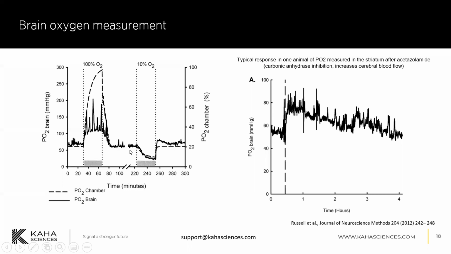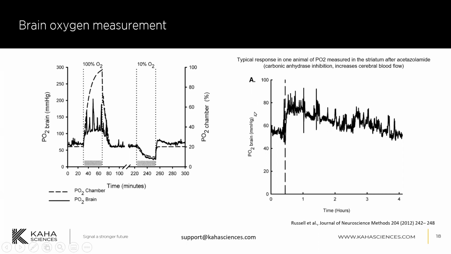And if you also do it in the opposite direction and expose the animal to a 10% oxygen gas mixture, you get a decrease in the tissue oxygen before that bounces back to baseline once the gas is switched back to room air. So that's the exposure of the whole animal to a systemic change in oxygen, if you like.